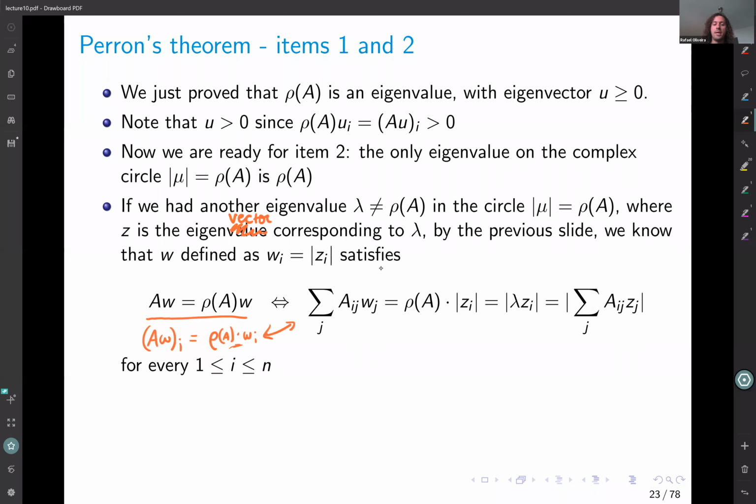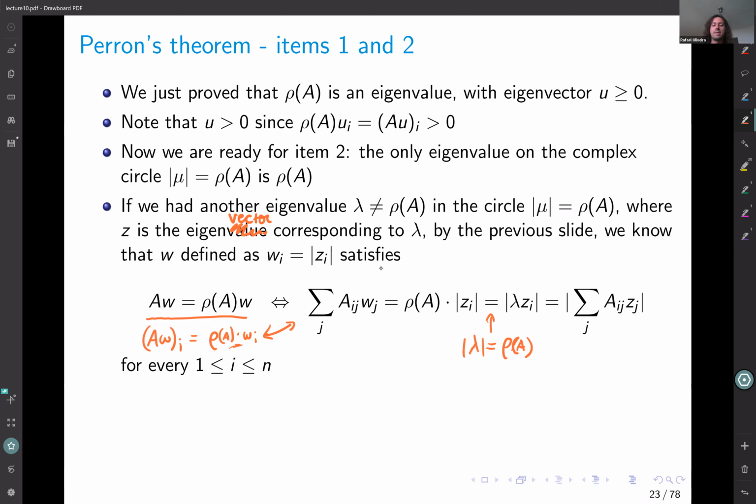Now, if you think about it, rho of A times Zi, where rho of A is the absolute value of lambda, I can pull rho of A inside of the absolute value. This is because the absolute value of lambda is rho of A, and absolute values are multiplicative.